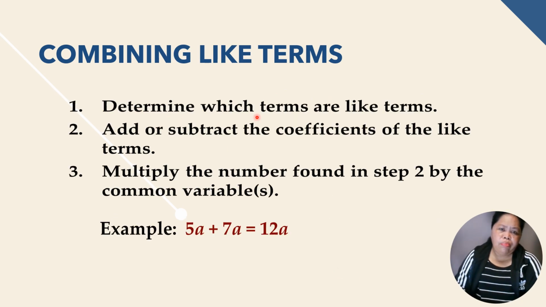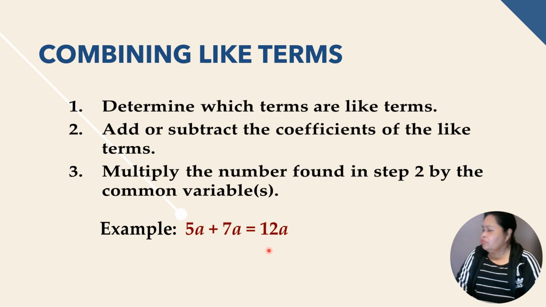So in combining like terms, first determine which terms are like terms, of course. Then add or subtract the coefficients of like terms. Third, multiply the number found in step 2 by the common variables. Like for example, 5a plus 7a is equal to 12a.